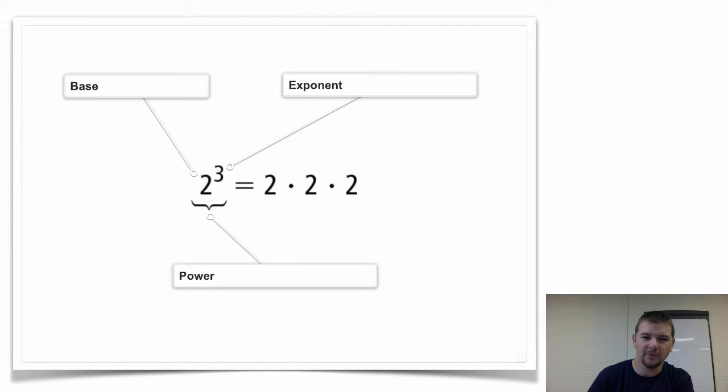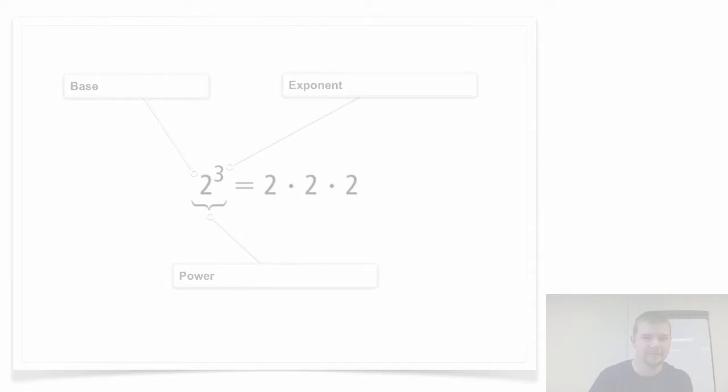Note in the box below, we have 2 to the third power, and we have its components labeled for us. 2 being the base, 3 the exponent. Note the 3 is written a little bit smaller and a little bit higher than the 2. That notation is called superscript. And the power 2 to the third includes the base and the exponent.